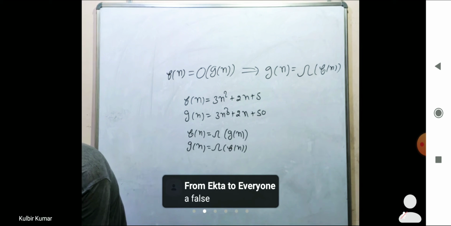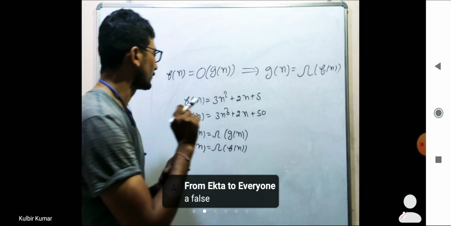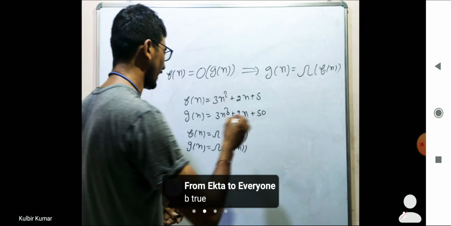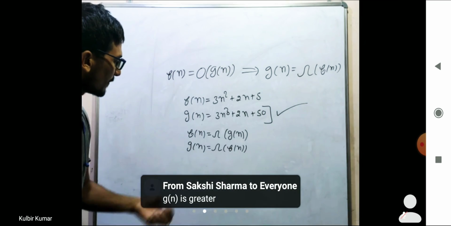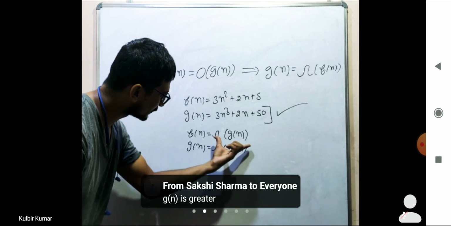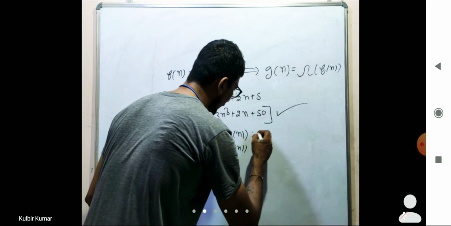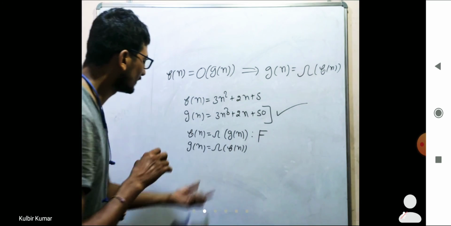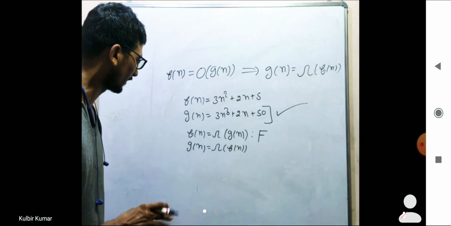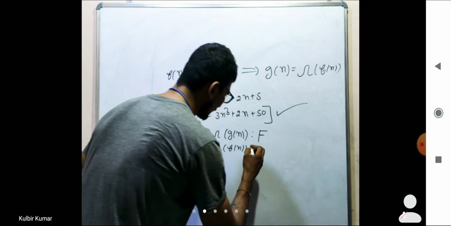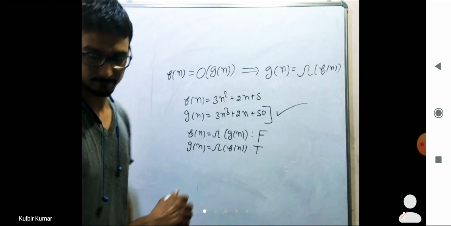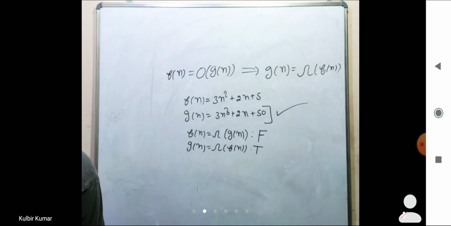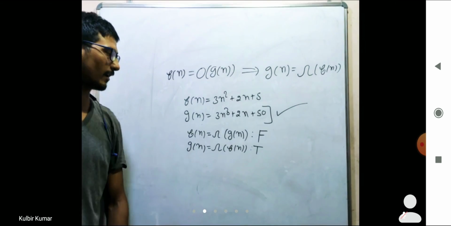Okay, so B is true, A is false. I got a large number of answers. Fine. Which of these two functions is bigger? g of n is the bigger function. If I write f of n is omega of g of n, this statement is false, because it is saying g of n is smaller than f of n. That is not the case. But this statement is true. Am I right? So A is false, B is true. I think everybody got this.